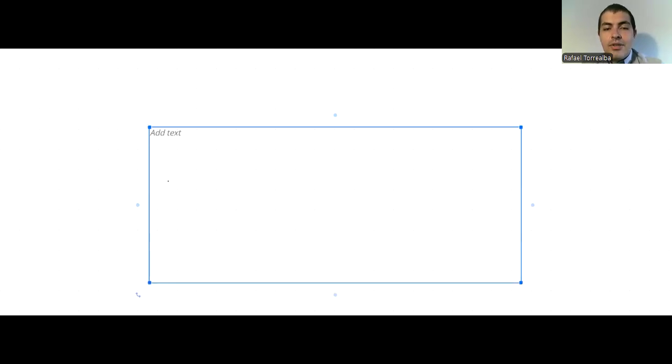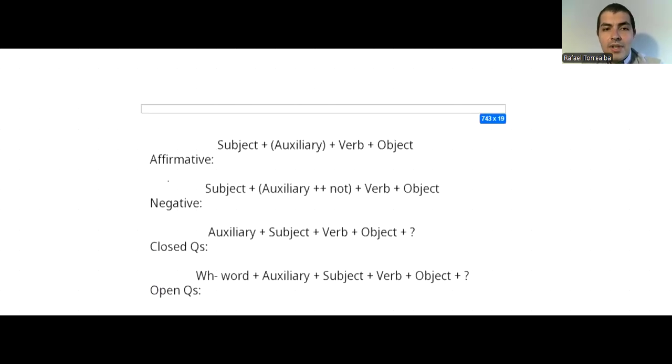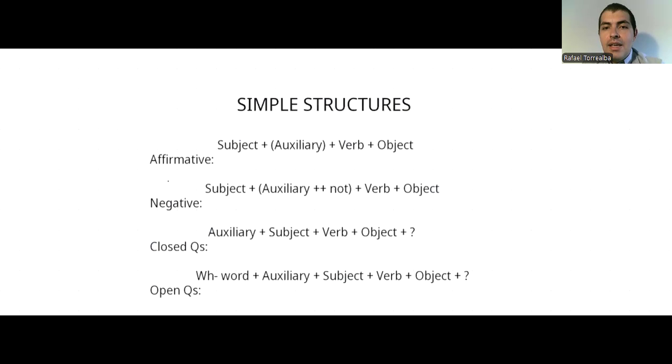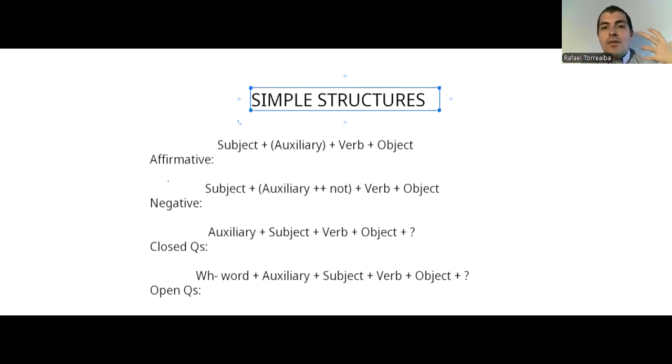As you can see, the structures read subject, auxiliary, verb, object. Let's remember, in case you don't remember from Spanish, the subject is an element in the sentence that does the action. The verb is the action of the sentence. And the object is what receives the action. Yes?